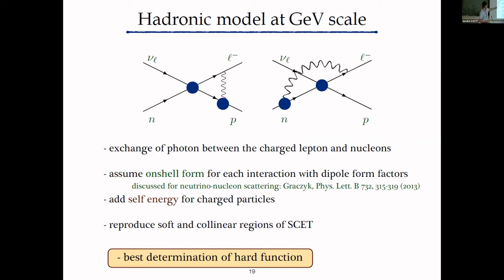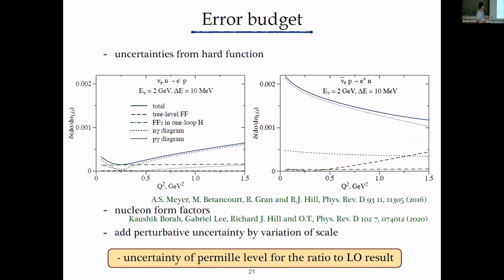I would like to point out that this uncertainty estimate doesn't include properly cases when the incoming energy is very close to the resonance peak. But the main point is that in the ratio of, for instance, the result after radiative corrections to tree level, the uncertainty is very small, because the leading-order form factor uncertainty cancels exactly. And the main point is that exactly the factorization framework and decomposition into soft, collinear and hard regions allowed us to achieve this level of precision, which is of permille level.